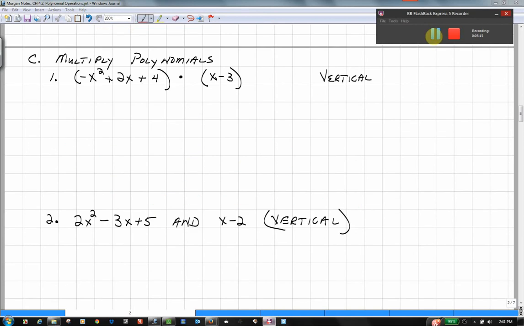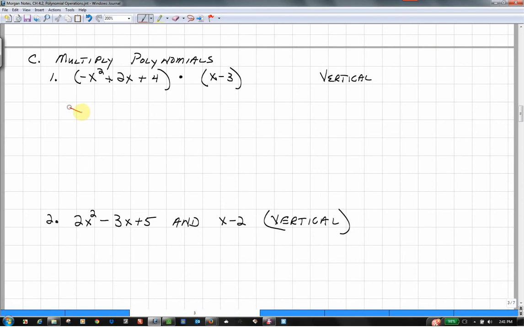All right, so the next one is going to be multiplying polynomials. So for every term that I have in the front piece is going to multiply by every term in the back piece. So this minus x squared is going to have to multiply by x. So that's going to be a minus x cubed, right? The exponents add. If that's a 2 and a 1, when I multiply x squared and x to the first is x cubed. Then the minus x squared is going to multiply by the minus 3. So that would be plus 3x squared because I have a minus times a minus.